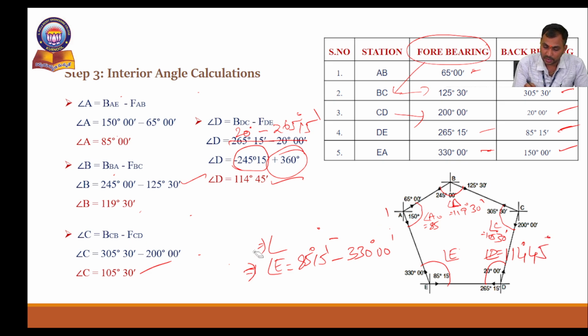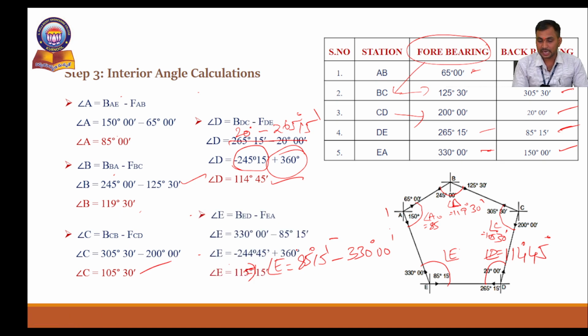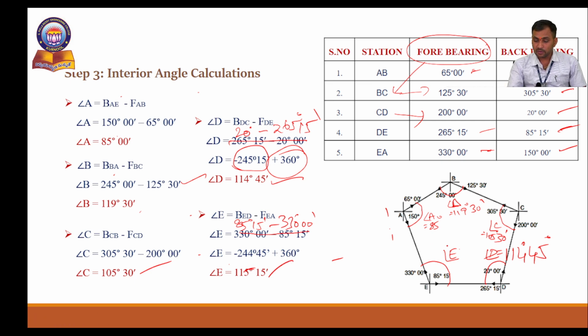Okay, and last one, the interior angle for E. What is here? 85 degrees 15 minutes minus 330 degrees 00 minutes. Small mistake here. So for this one, the value is nothing but minus 244 degrees 45 minutes plus 360. So finally, the interior angle is 115 degrees 15 minutes.